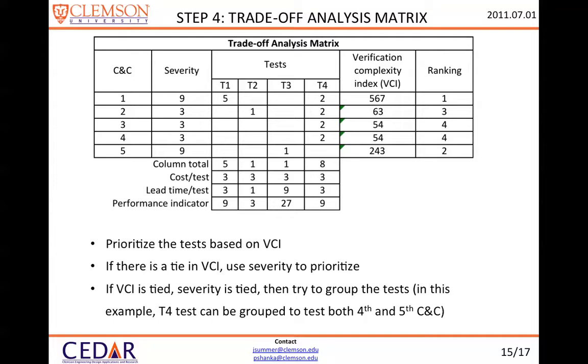Now, the next requirement that is of high complexity is the fifth requirement, that is CNC number 5. Since there is one participating test, that is T3, my next priority is T3.